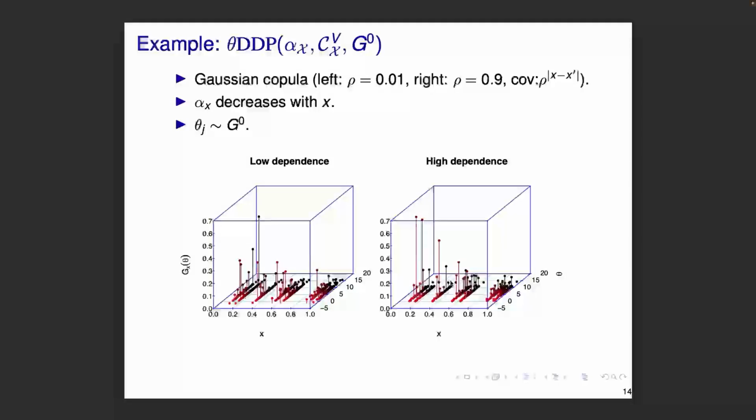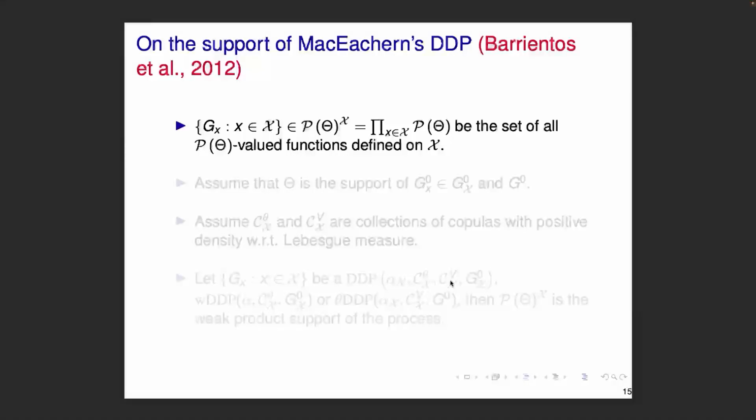Now the question here is, okay, but how about the flexibility? How about the support of this process? Can we ensure that these versions have a large support? And that was something that we studied years ago.